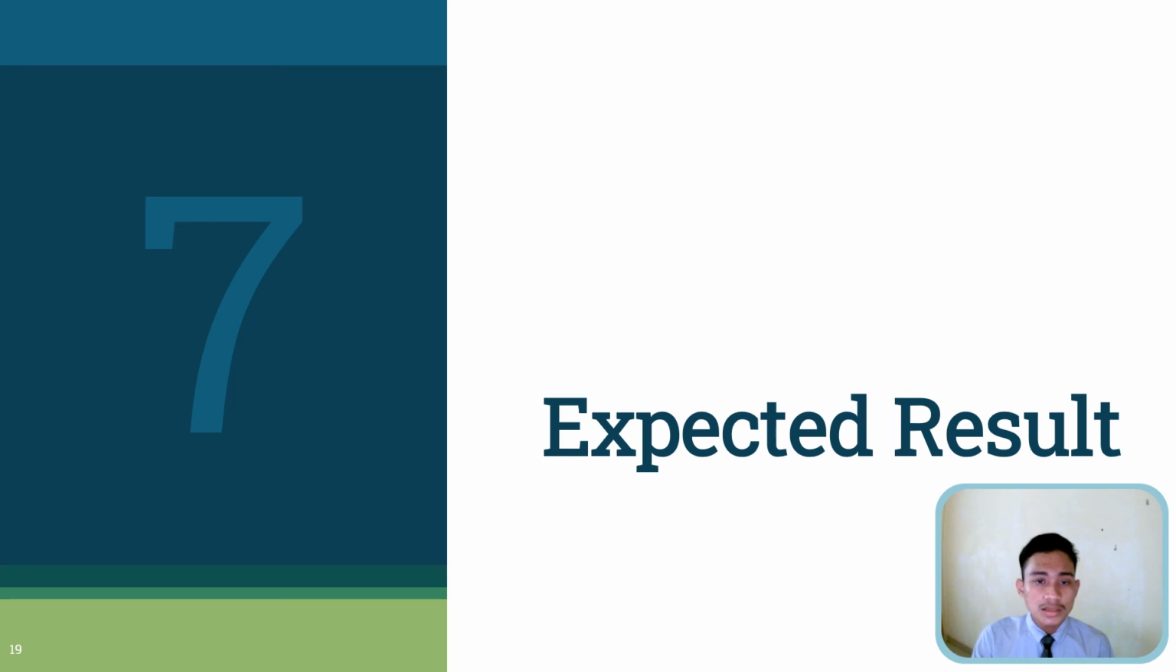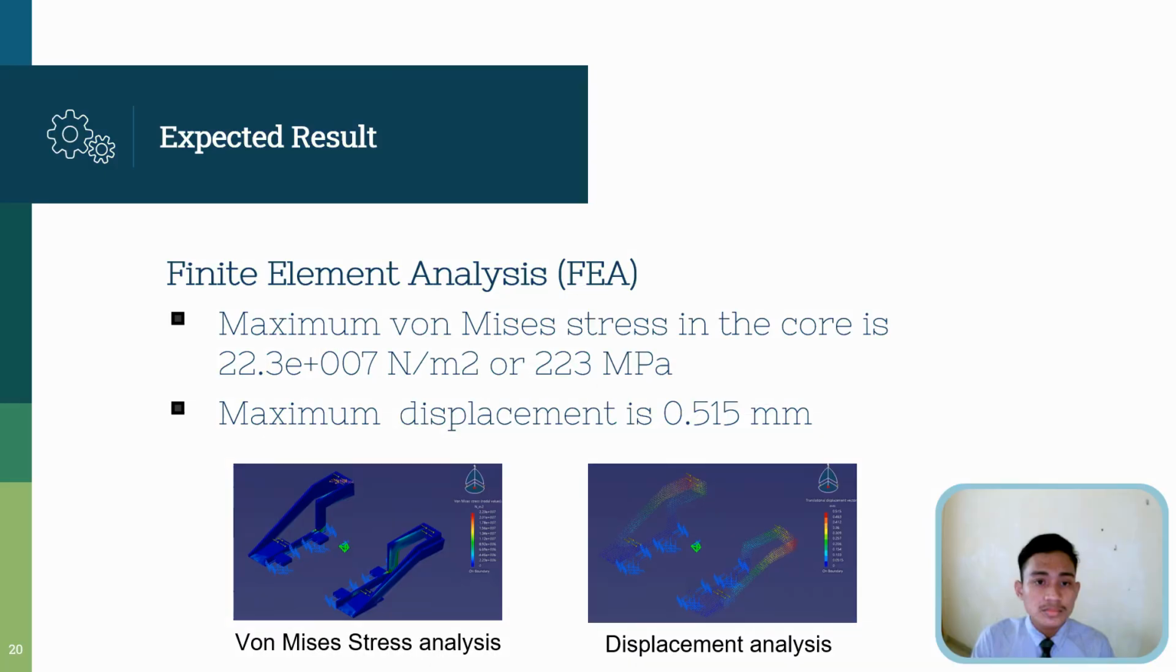The last part is the expected result. As seen in the left figure, the maximum von Mises stress in the core is 223 MPa, which is less than the material's yield strength of 97 MPa. Furthermore, as seen in the right figure, the core's most significant displacement is about 0.515 mm, and the deformation is relatively tiny. As a result, the core is sufficiently strong, the structure is stable, and the overall design is rational.